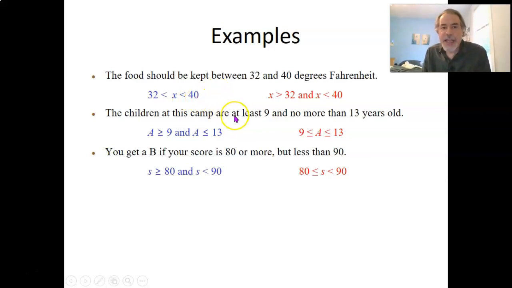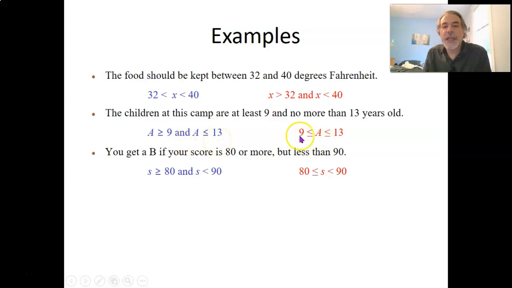The children at this camp are at least 9 and no more than 13 years old. If they're at least 9, that means their age is greater than or equal to 9. If they're no more than 13, that means their age is less than or equal to 13. So we could write it like that. A is greater than or equal to 9 and A is less than or equal to 13.